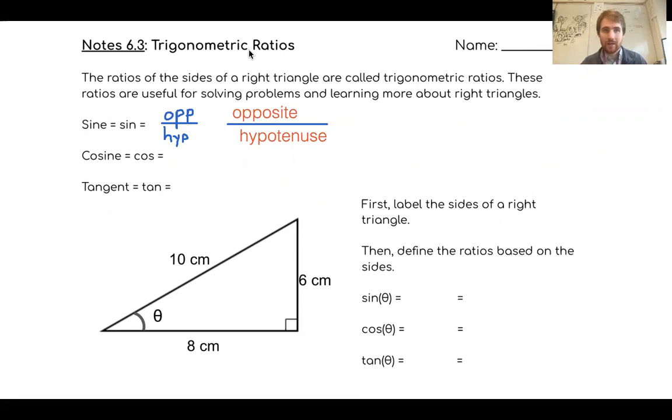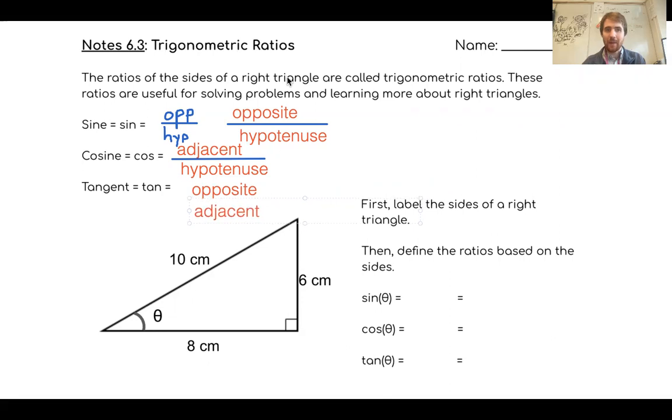Cosine is equal to the adjacent side divided by, again, the hypotenuse. And again, this line in the middle means divide. So cosine is always equal to the adjacent side divided by the hypotenuse. And finally, tangent is equal to the opposite side divided by the adjacent.